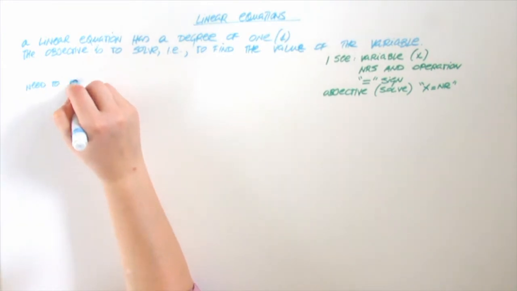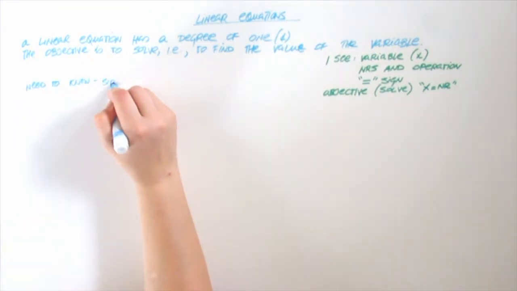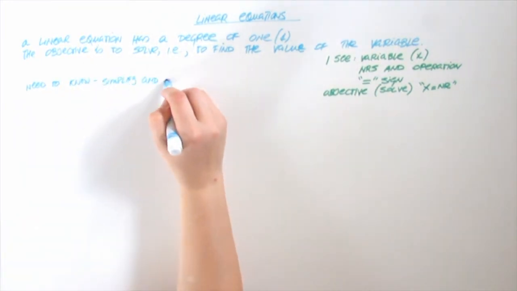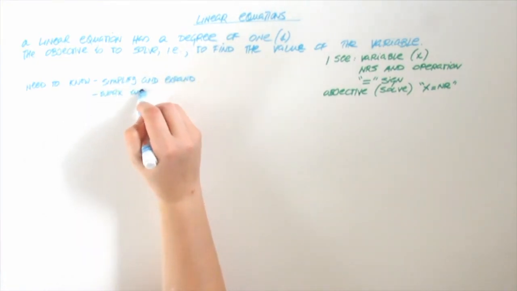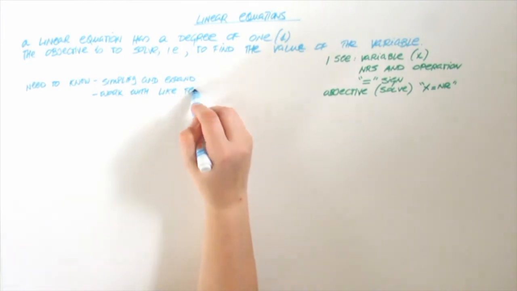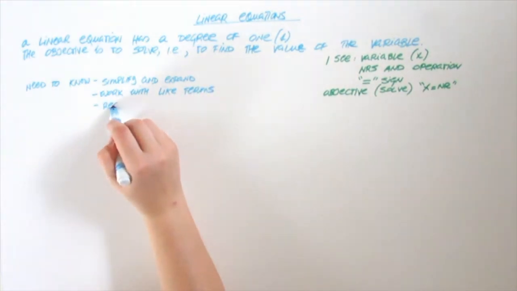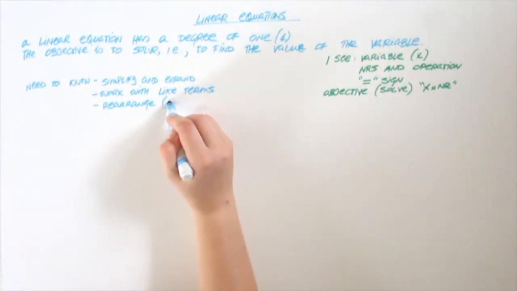Before we start, a couple of things I need to know. I need to know how to simplify and expand, how to work with like terms, and then how to rearrange. And you can think of it as undo BEDMAS or do SUMDEV, whichever helps you remember.